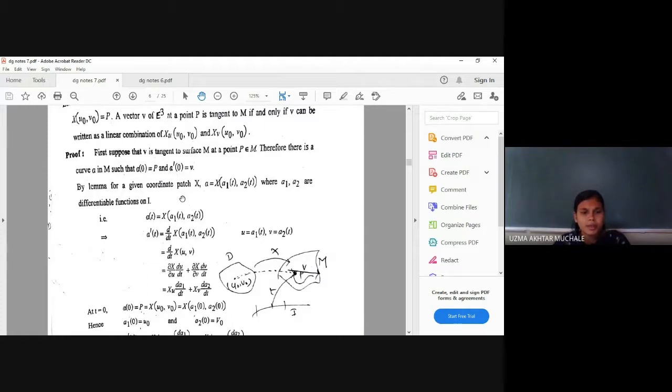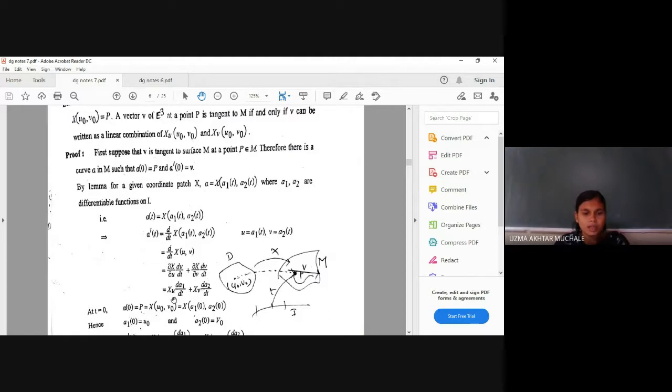Okay. So by the last lemma, if alpha is a curve in a surface M and X is a patch, then there exist unique differentiable functions A1 and A2 such that alpha can be written as X of A1, A2. With the help of that lemma which we studied last time, alpha of t is equal to X of A1 of t, A2 of t. Now if you differentiate, as X is a function of t, we have to use partial derivatives. So what is the partial derivative? Dou x by dou u, du by dt, plus dou x by dou v, dv by dt.